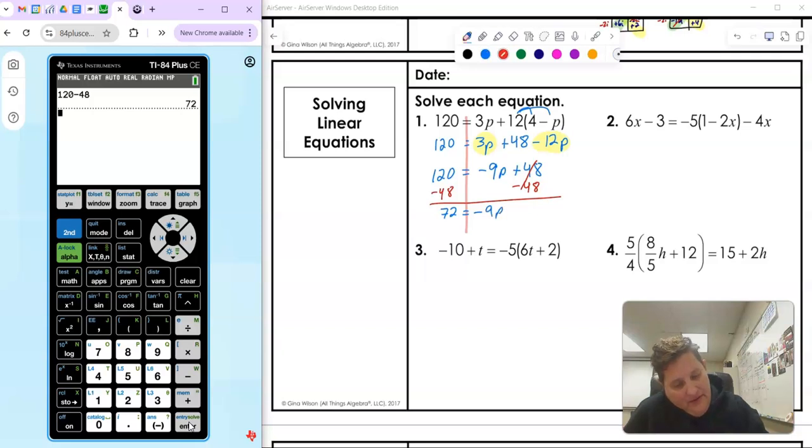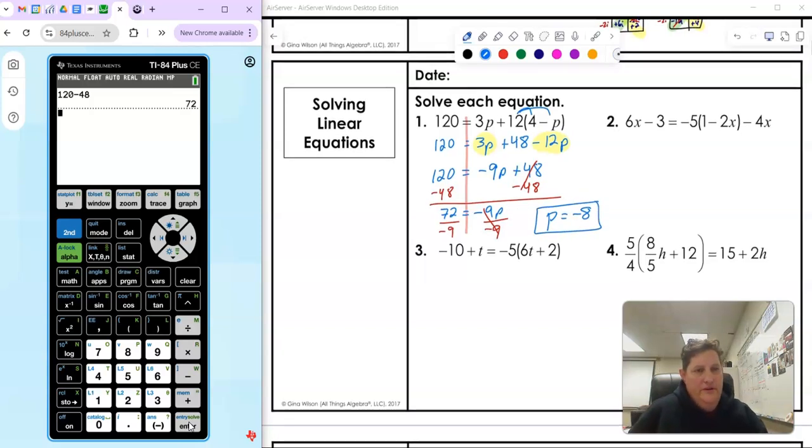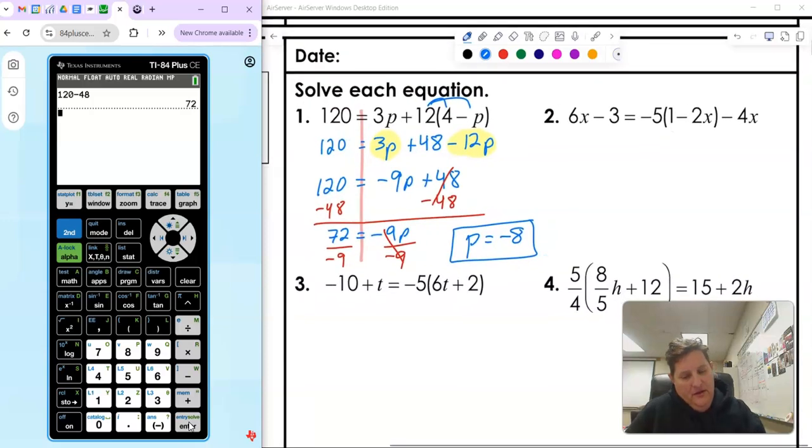Okay, and then I divide by negative 9. That divides evenly. That's awesome. P is negative 8. Okay? With these linear equations, you don't really have to check for solutions on any of them. Alright, they're just going to work.